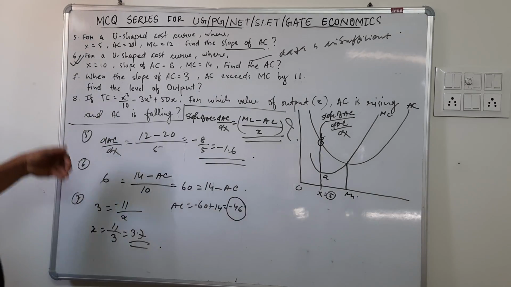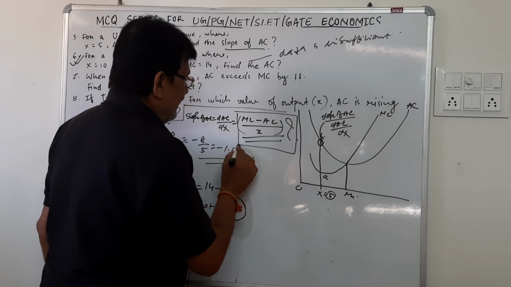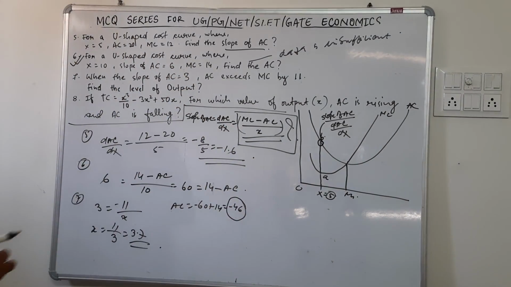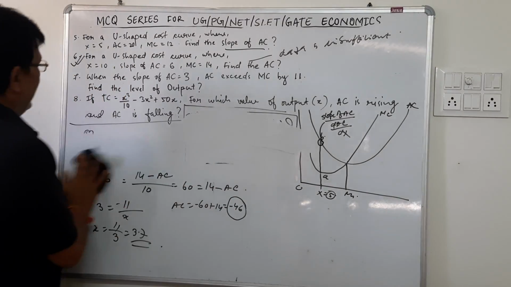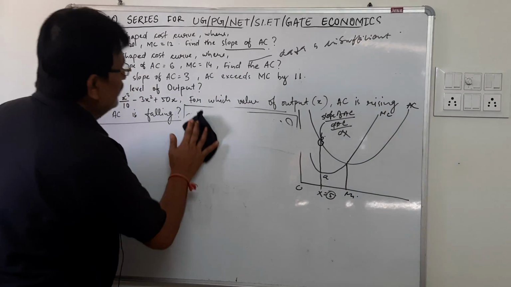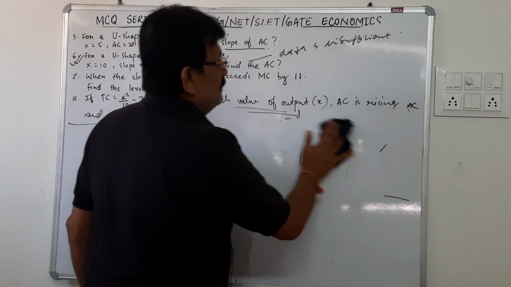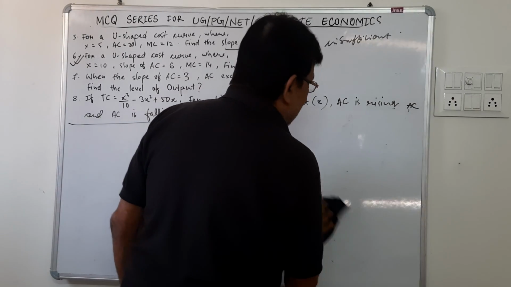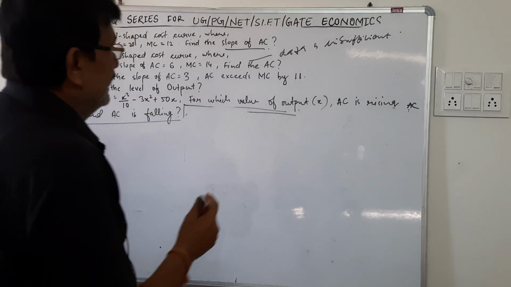So for solving such sums, this relation should be kept in memory, that this is a relation between average cost, marginal cost, and the level of output. This is what it says. Now, question number 8. This says, we have a total cost function, and it has been asked that for which value of X AC is rising and for which value of X AC is falling. Now this is the total cost function.